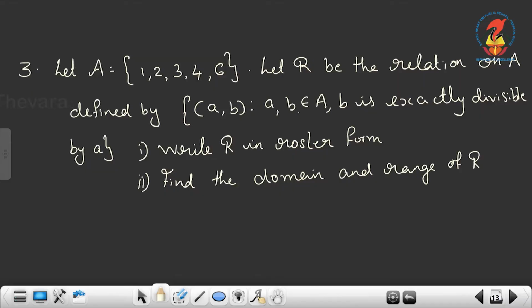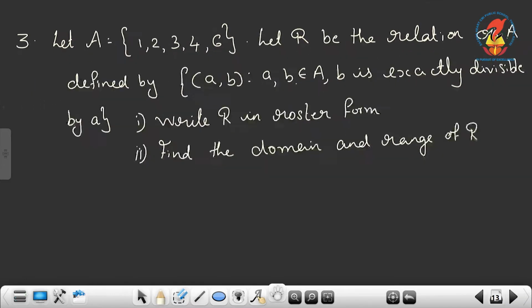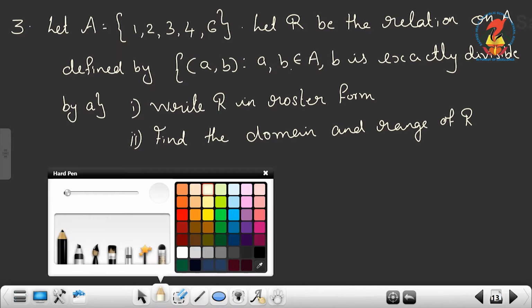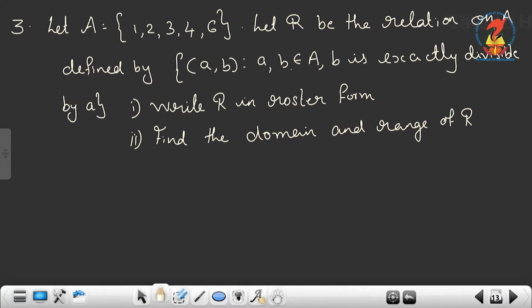Now the next one. Let A be equal to 1, 2, 3, 4, 6. R be the relation on A defined by the set of ordered pairs (a, b) such that a and b belong to A, and b is exactly divisible by a. Write R in roster form, find the domain and range. So A is given as 1, 2, 3, 4, 5, 6. 5 is not there, only 1, 2, 3, 4 and 6.